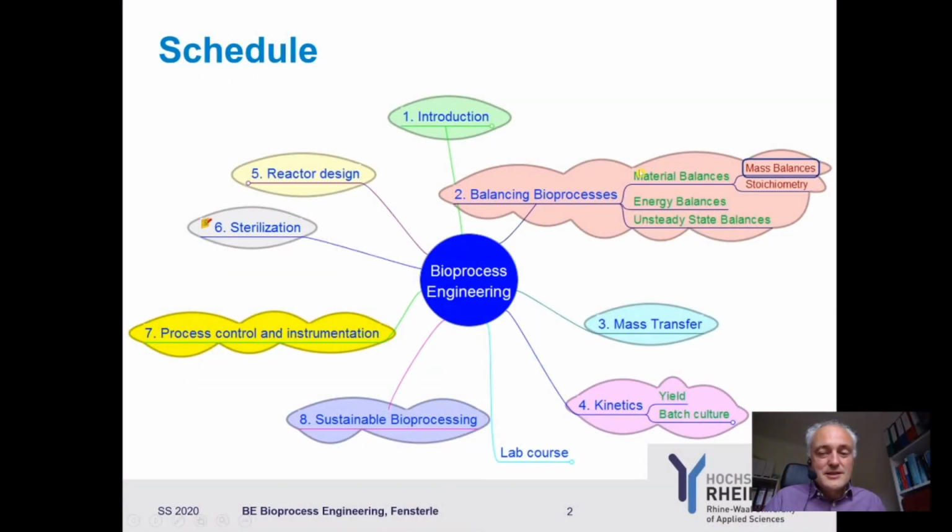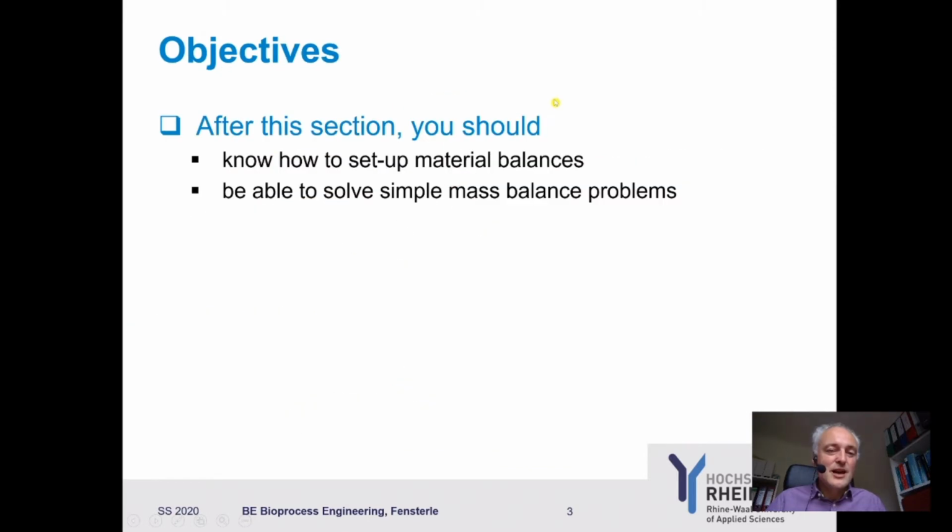So, material balances: we look at 2 different aspects. You see that for balancing bioprocesses, as I said, we have 3 parts. We have material balances, we talk about energy balances, and we will at least look at how unsteady state balances look. Unsteady state balances will also come up in the kinetics session, so we will not talk about them too much in this context. Again, we start with mass balances, and then we go to stoichiometry.